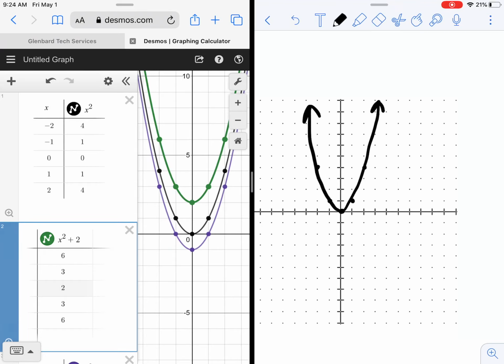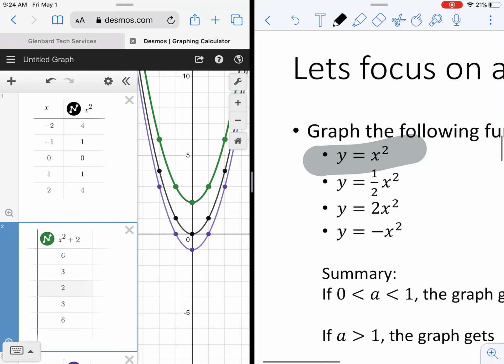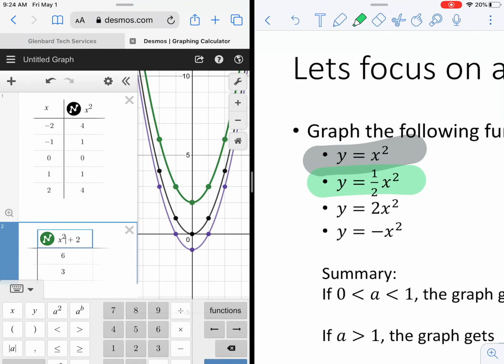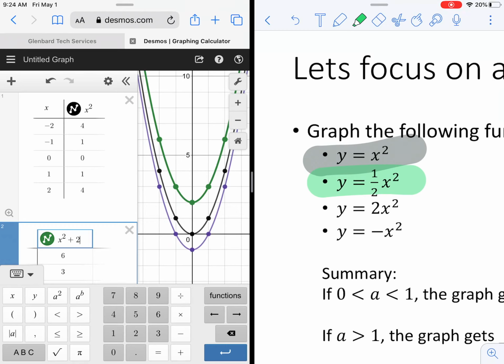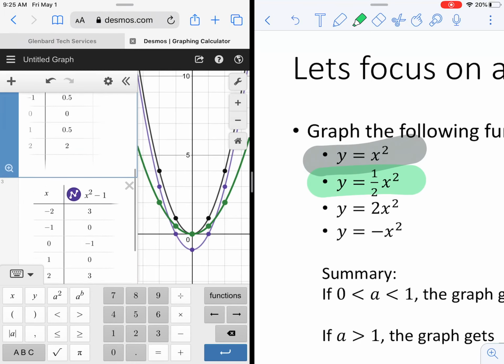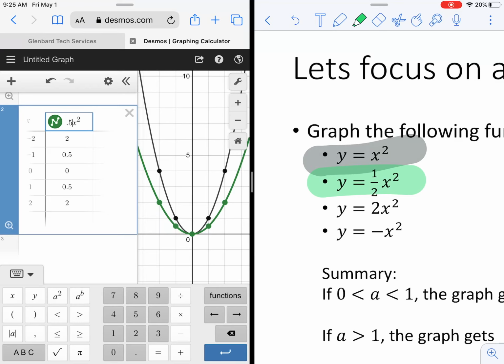Now we're going to pay attention to what happens when it's 1/2 x squared. So we're going to focus on the A now. When A is 1/2, what does this look like? I'm going to do this on mine. I'm going to get rid of that plus 2, and I'm going to make this 0.5, which is 1/2. And what we notice here is, if I get rid of this purple graph, the green graph, the new one, is wider than the black graph, the parent function.